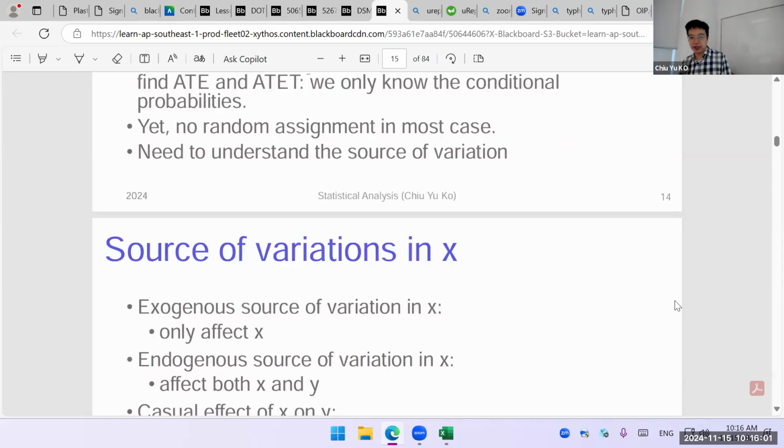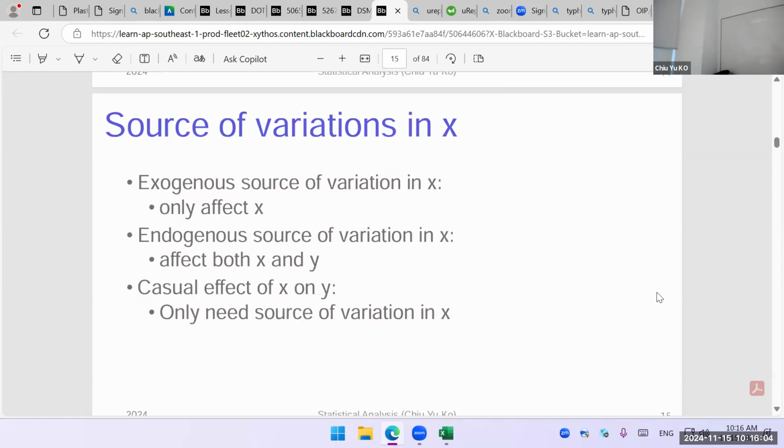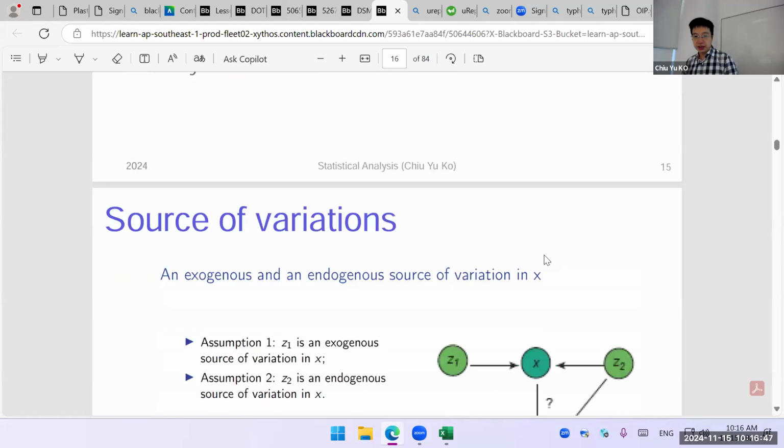But the problem is, in general, that's not the case. X changes can be due to many reasons, and there are two types of variation. One is called exogenous, which affects X only. The main problem is endogenous variation, which affects both X and Y. And I only want the causal effect of X on Y, so I only want the variation in X.